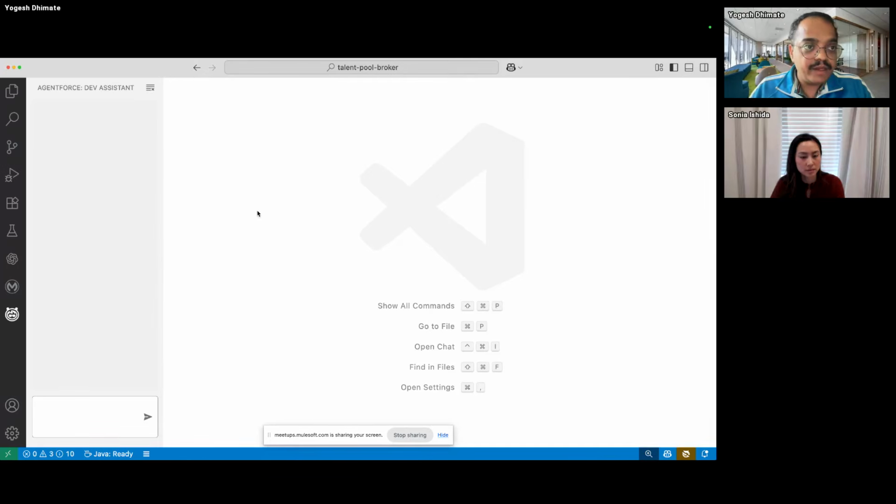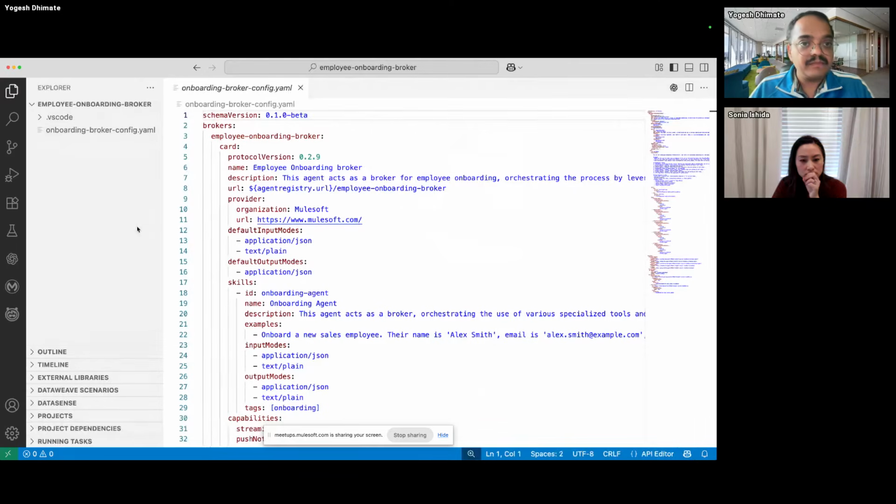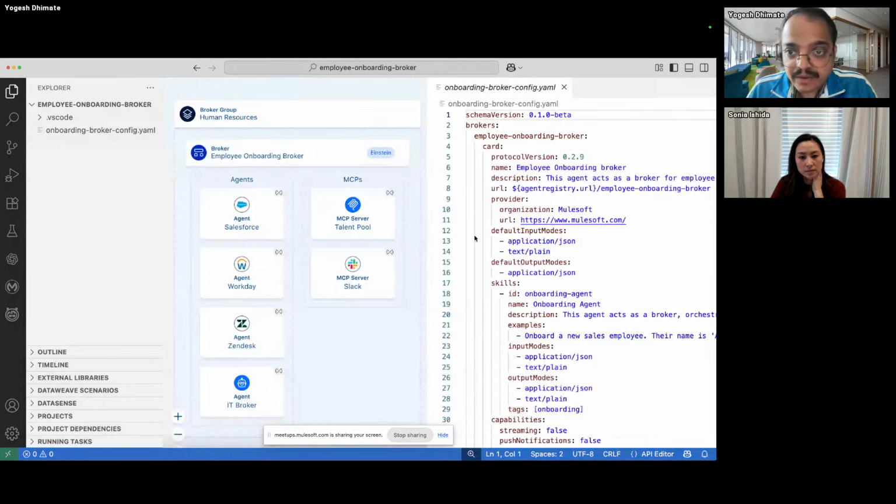Janice spins up Anypoint Code Builder, and again, using a natural language prompt, tells Anypoint Code Builder to create a broker using these four agents and the talent pool MCP server that she just built. And the broker, which essentially is this YAML file, is created by Anypoint Code Builder. So I'm just going to step to the next step.